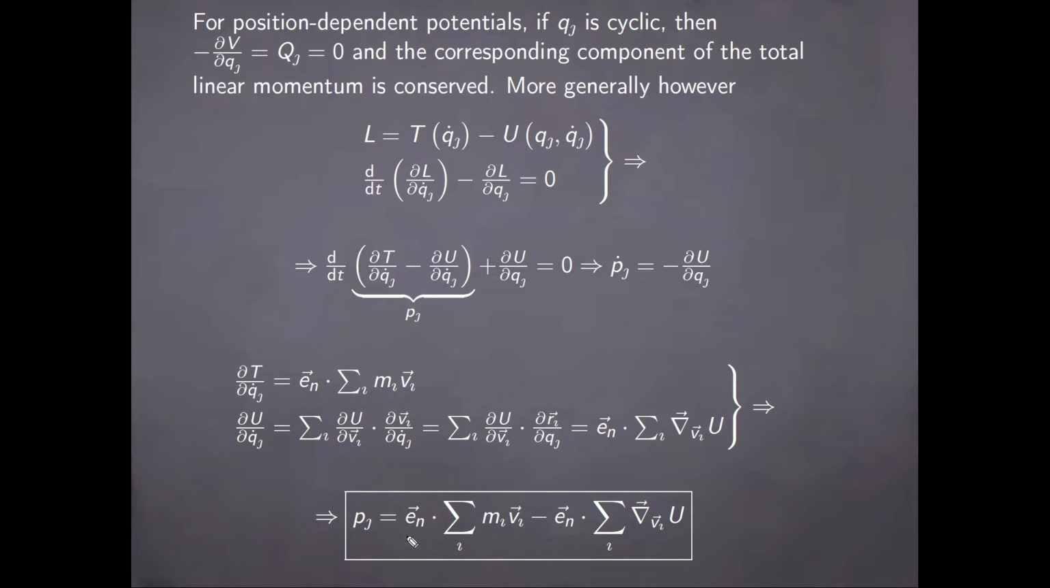So the first term is just the component of the mechanical momentum in the direction of translation. So mechanical or linear mechanical momentum, it's the same thing. But we also have an additional term which involves a dot product between the direction of translation and the gradients of U with respect to each particle's velocity.